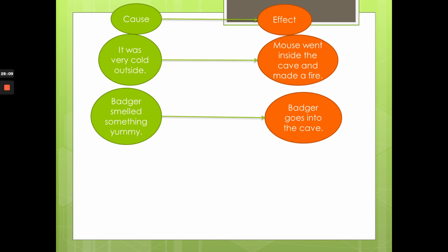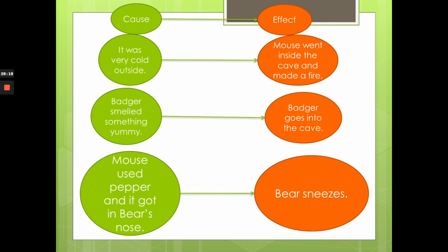So now we have our paper that has our other examples of cause and effect, and we can now add this one to finish our cause and effect paper. We can add that Mouse used pepper and it got into Bear's nose, and as a result, Bear sneezes.